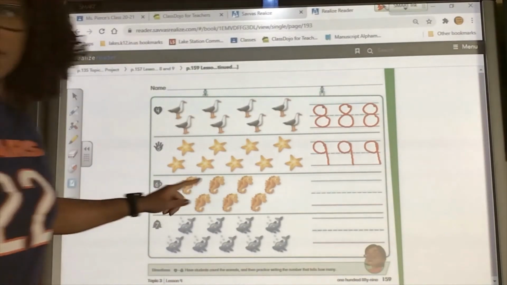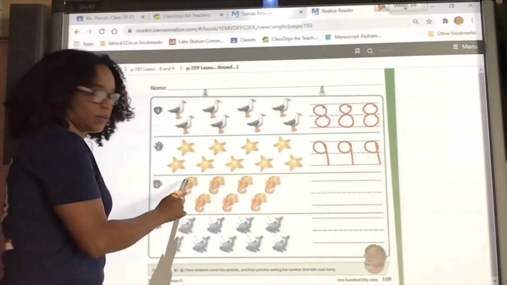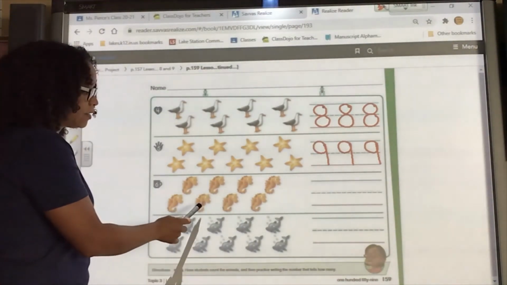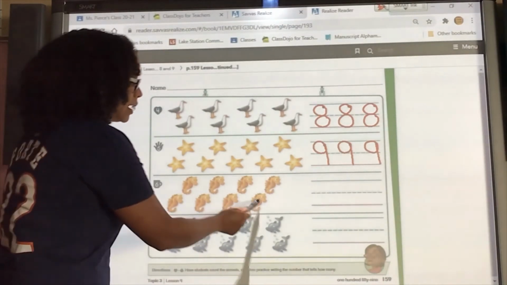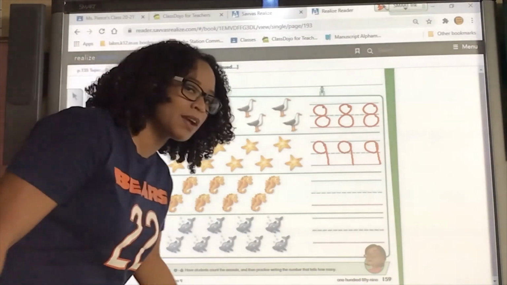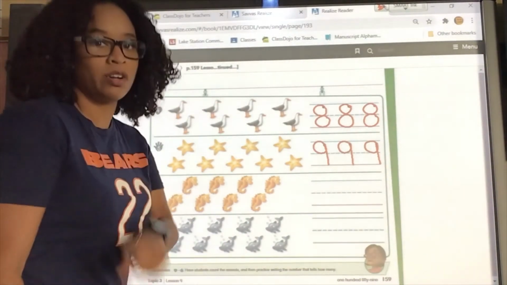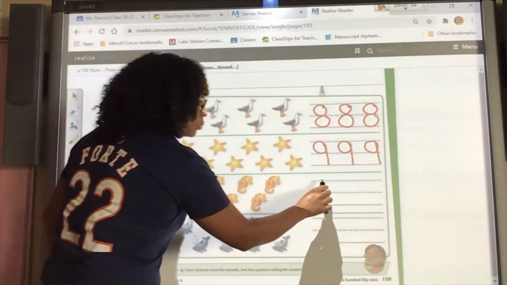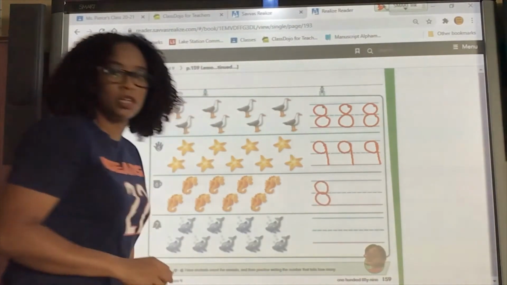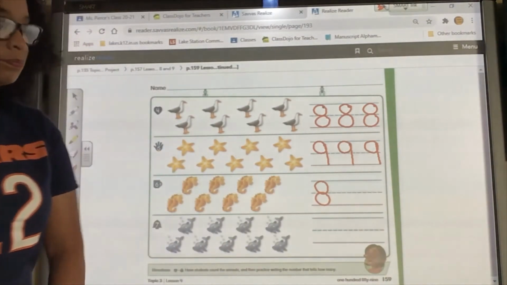All right, let's count our seahorses here. Here we go. 1, 2, 3, 4, 5, 6, 7, 8. There are 8 seahorses, so we need to write the number 8. Here we go. You're in your journal writing. Circle on top, circle on bottom, touching, but not overlapping.